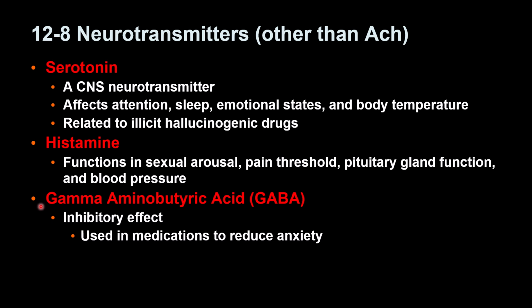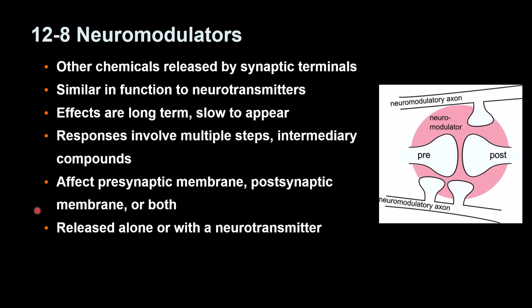And GABA has an inhibitory function. It's one of the main inhibitory neurotransmitters. Another one can be dopamine. Dopamine can be excitatory or inhibitory, but GABA is the only inhibitory one. And that can be used to reduce anxiety. So some medications contain GABA that will cause reduction of the stress and anxiety.